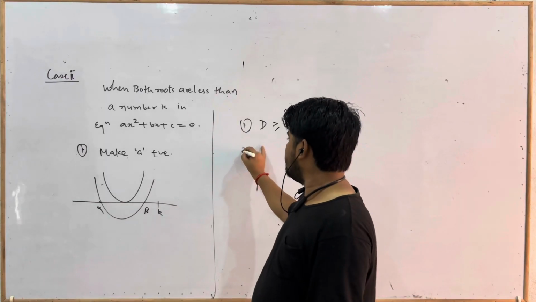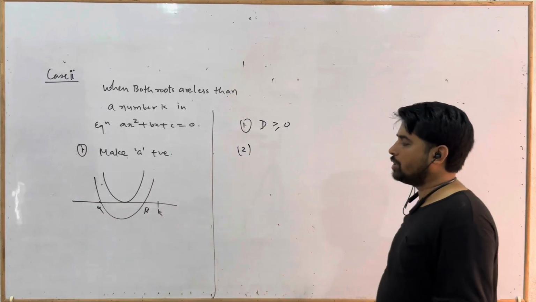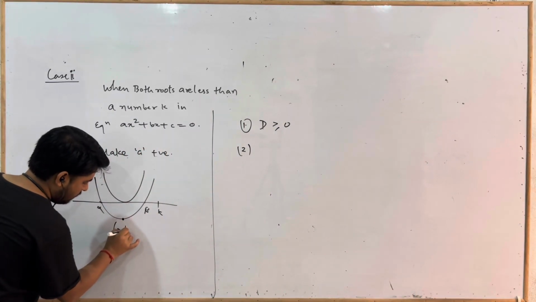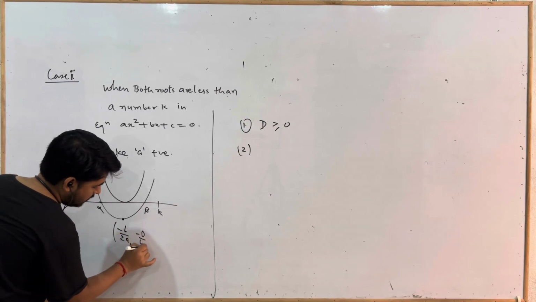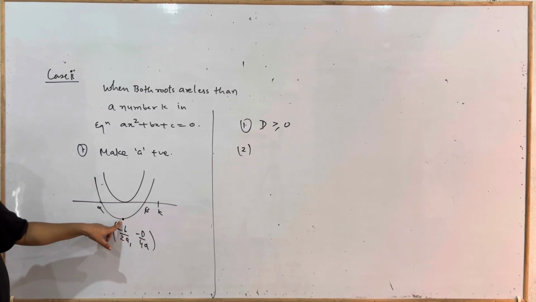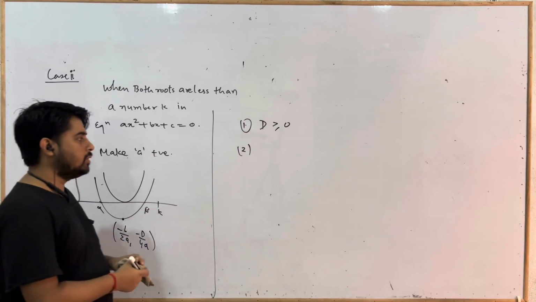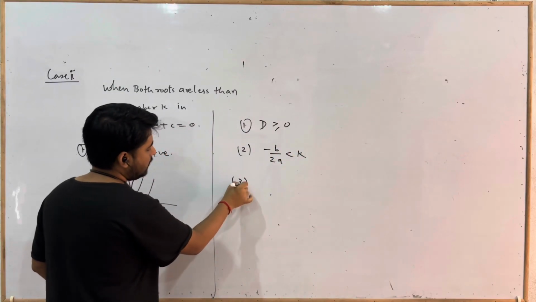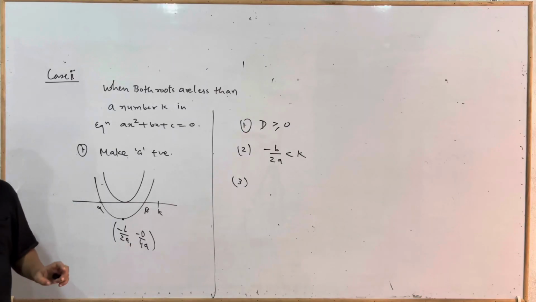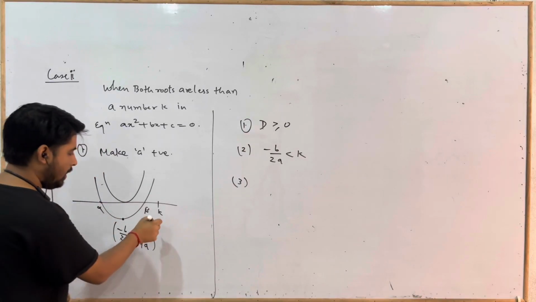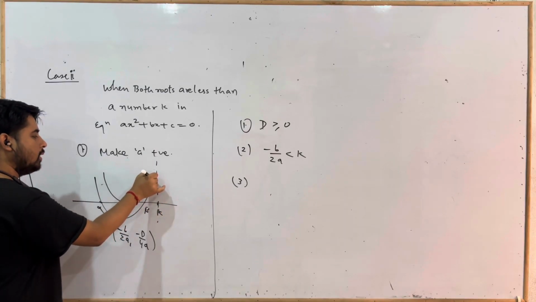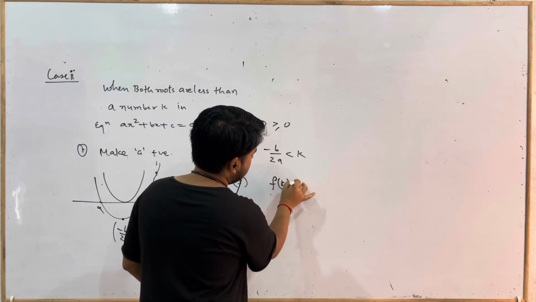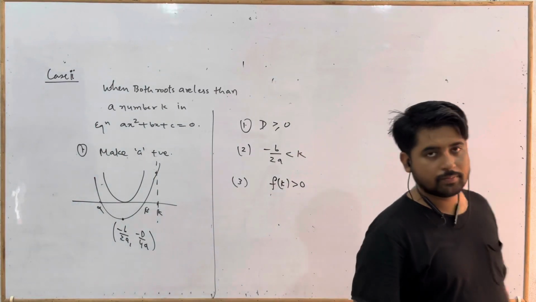Second thing is the position of minus b by 2a with respect to k. So look at here. This is the coordinate minus b by 2a comma minus d by 4a. So obviously the x coordinate of this point is behind the k. That means your minus b by 2a is less than k. And what about the third thing? Third thing is whether the value of fk is positive or negative. So if I draw a vertical line here, it will cut the graph above the x-axis. So your fk is greater than 0. These three things.